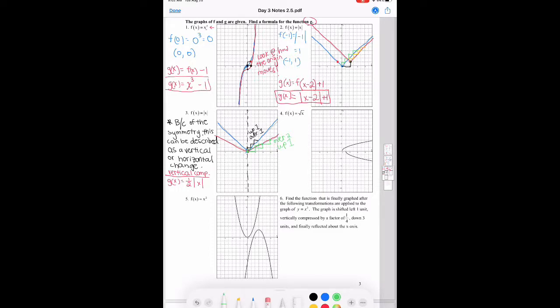So if I'm going over 2 and the amount that my x is changing is doubling, by 2 or times 2, then I'm going to flip that factor. Instead of writing 2, I'm going to write 1/2. Okay. So this would be a horizontal stretch.